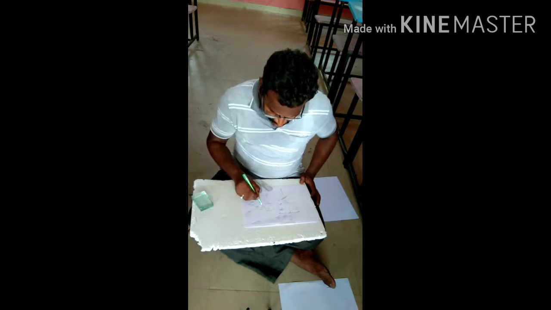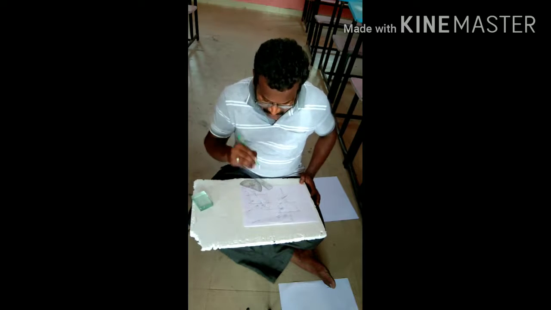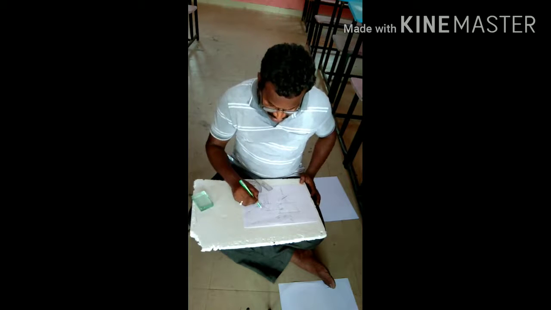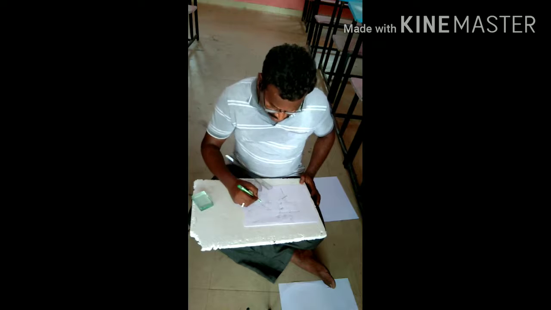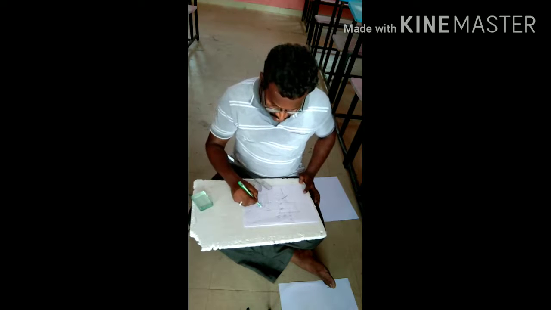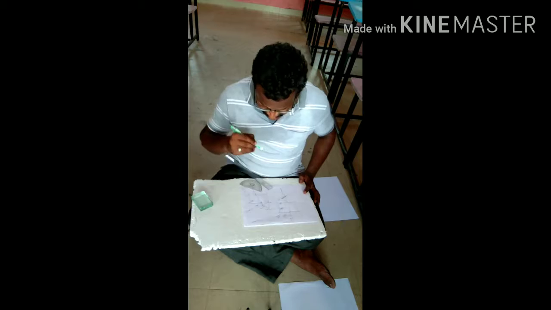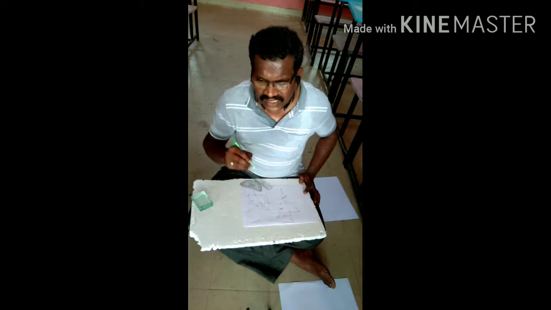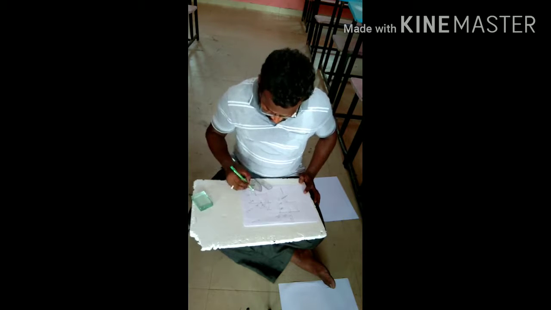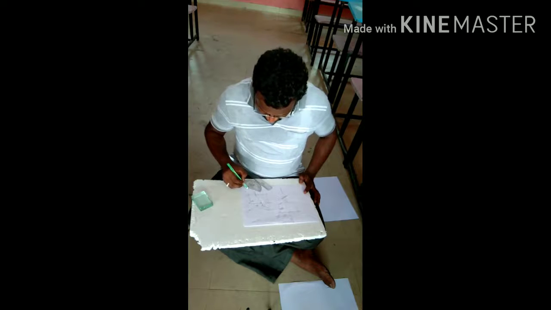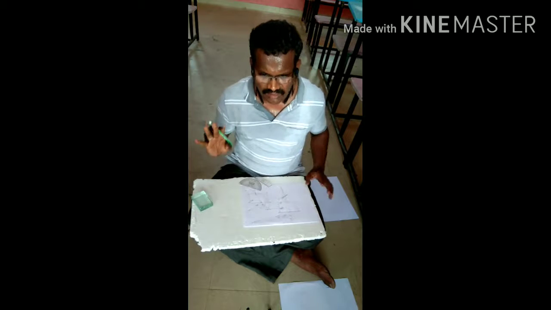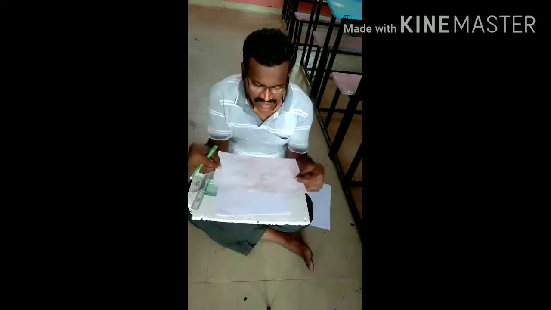Here in this process, the angle of incidence is 30. What is the meaning of angle of incidence? It is nothing but the angle between the normal and the incident ray. This angle is said to be the angle of emergence. What is the angle of emergence? It is the angle between the normal and the emergent ray.